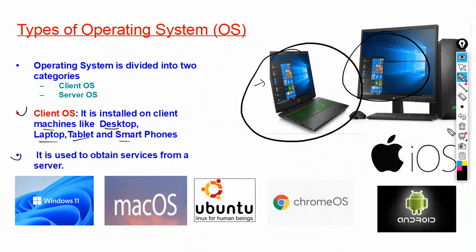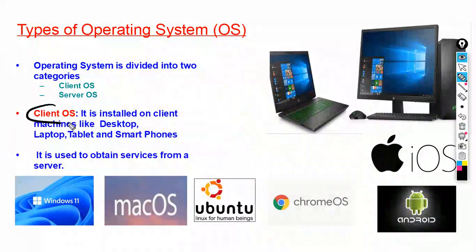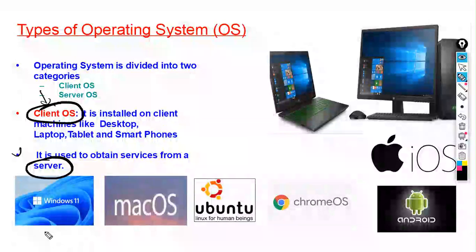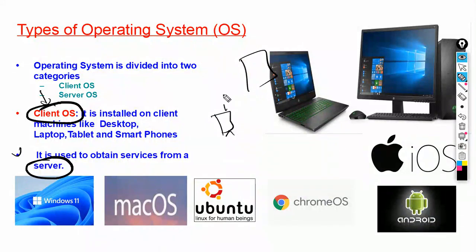And what is the use of this client operating system? Client operating system is used to obtain the services from the server. We are having the server operating system, and we are having the client operating system. What this client operating system will do, it will obtain the services from the server. Let us say this PC is having the client operating system, and this is the web server. So this client operating system will obtain the web services from the server.